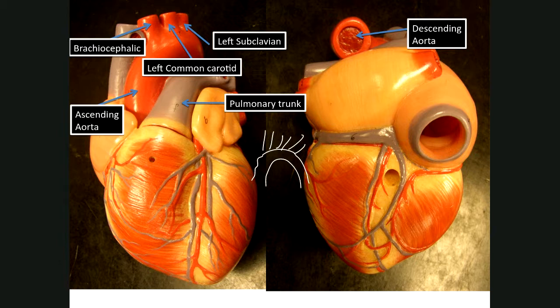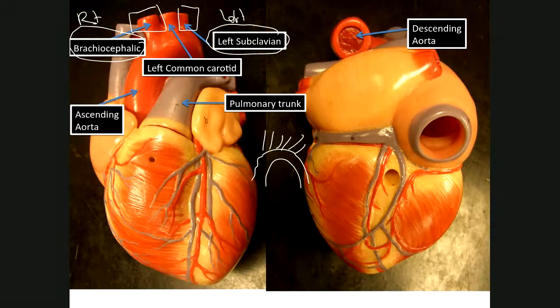So over here is the right, over here is the left. So this artery, the one on the right, it's also the largest, is the brachiocephalic. This one over here on the left, the far left, is the left subclavian. And the one in the middle is the left common carotid.